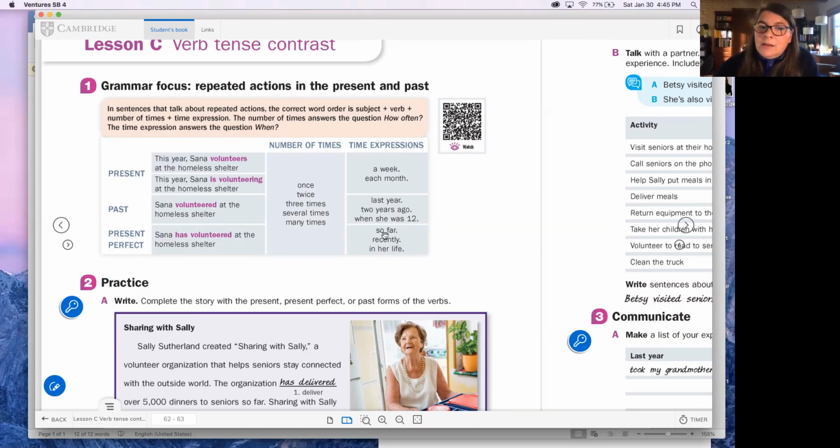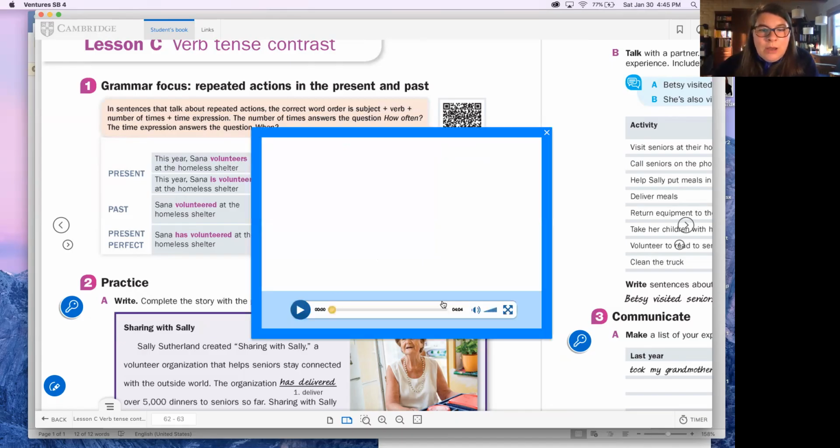And then look at these. These time expressions we use with present perfect. So far means any time in the past until now. Recently is the close past, like last week, last month, not 5 years ago. And in her life means any time, okay? Let's watch this grammar explanation. I will stop and help explain it as we go.